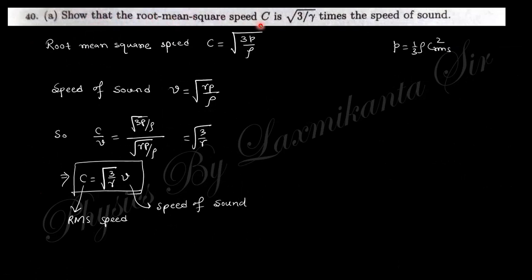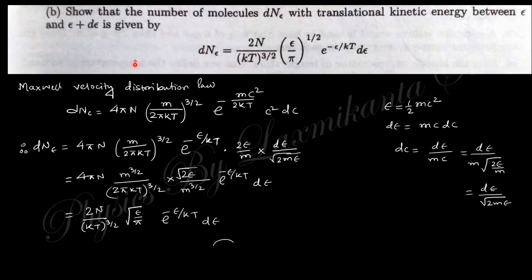So that the root mean square speed is root under 3 by gamma times the speed of sound. So root mean square speed is root under 3p by rho, and the speed of sound is root under gamma p by rho. So just take the ratio, you will get 3 by gamma, so C equal to root under 3 by gamma times v. Very simple. Next one.